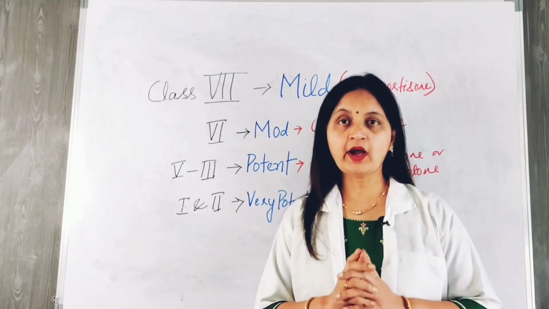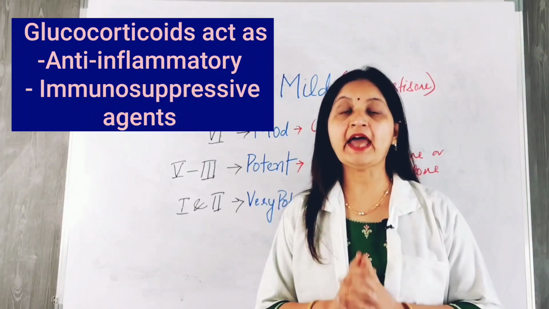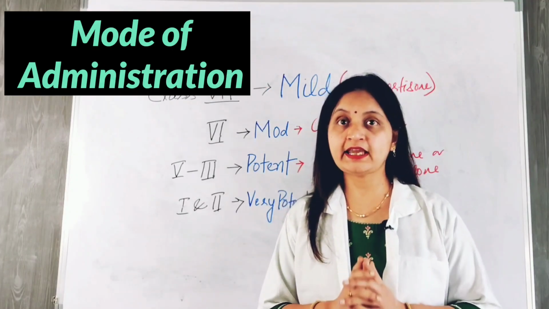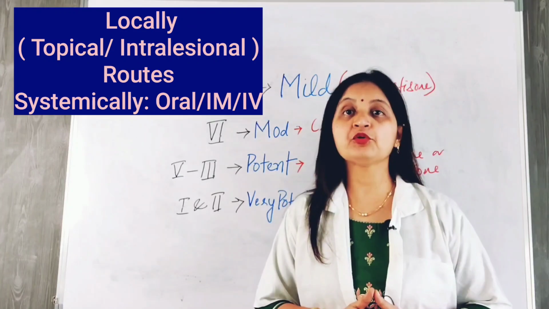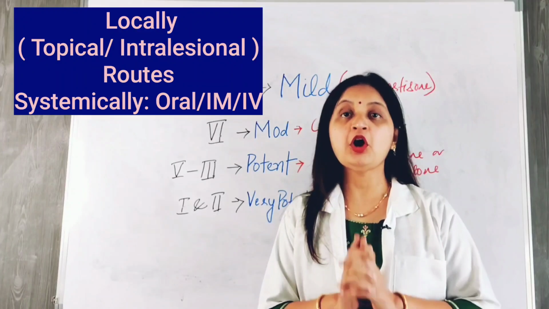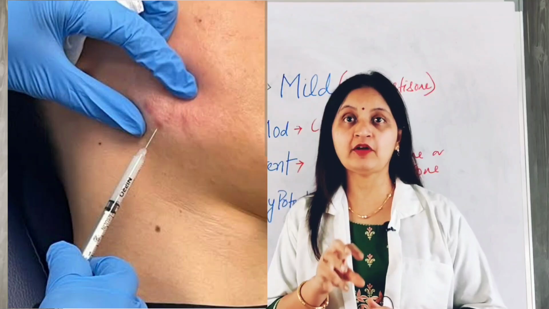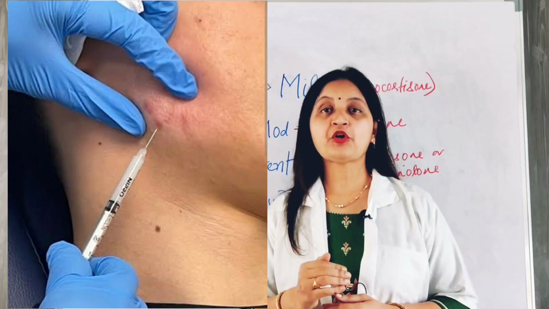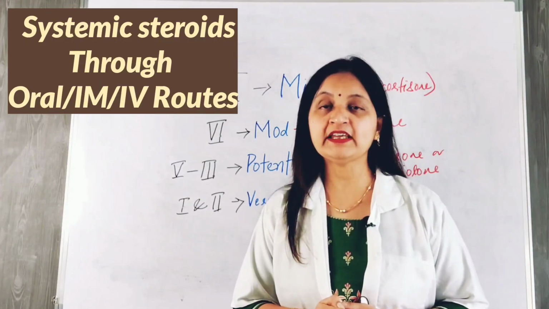So glucocorticoids are widely used for the management of various skin diseases because of their anti-inflammatory and immunosuppressive properties. In terms of mode of administration of these drugs, they can be applied locally through topical or intralesional routes. Intralesional route implies injecting the medication directly into the specified skin lesion or the affected area, and this involves delivering a high concentration of the drug to the affected area to produce a therapeutic effect. The steroids can also be administered systemically through oral, intramuscular and intravenous routes.